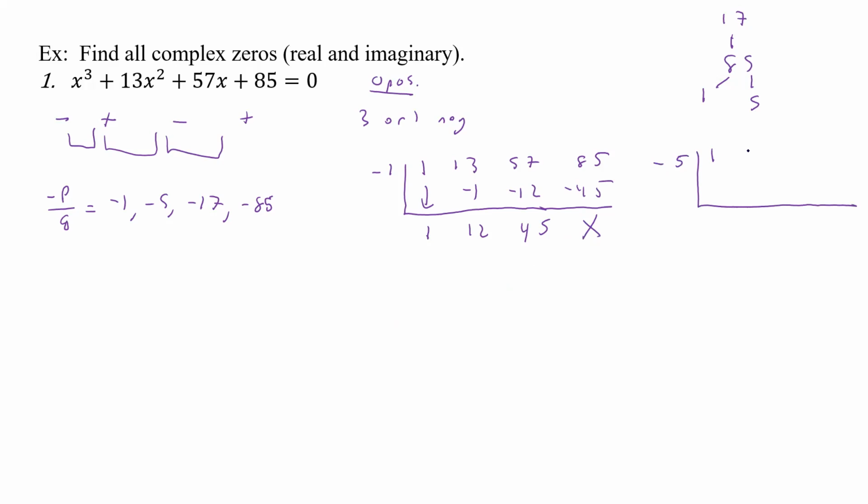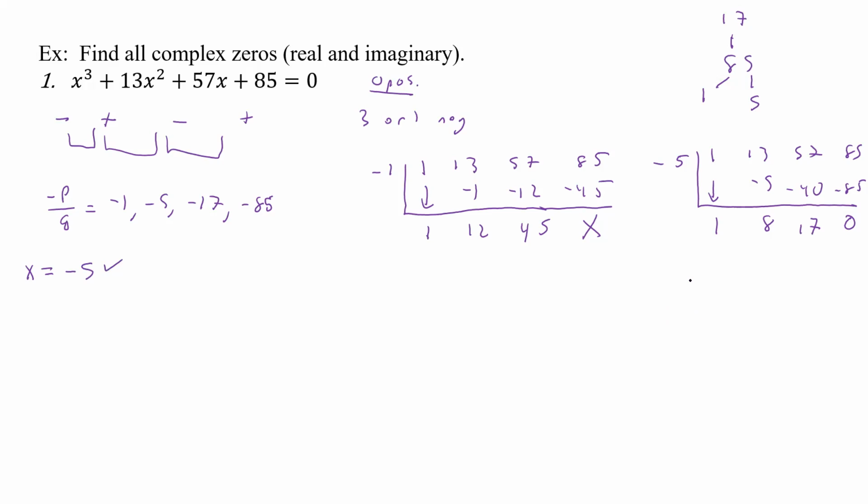How about a -5? So we have 1, 13, 57, 85. Bring down our 1. That's a 1. That's a -5. And so then that's going to be 8. That's going to be a -40. That's going to be 17. Well, I knew 17 times 5 is 85, so it's a -85. That's 0. So this is going to be a factor. So x equals -5 is a factor.